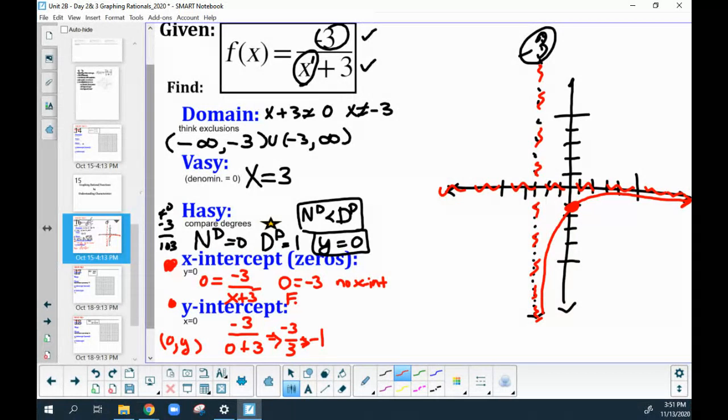We understand the other branch because we understand parent graphs. Remember, the parent graph of 1 over x usually looks like this. So we understand that the curve's branches are usually opposite of each other, typically in that situation. So we probably get that it's over here. We don't know where it is, so let's make a table to get a little bit more accurate.